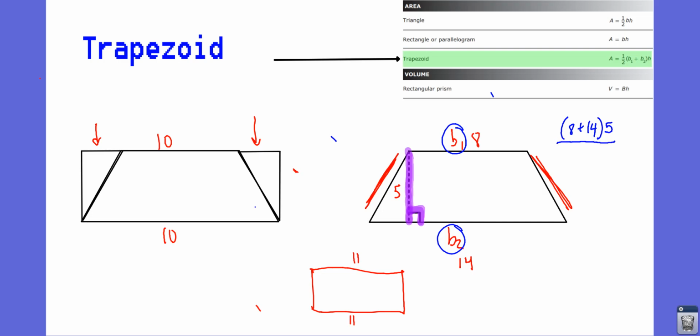So a number next to parentheses or a number next to a letter or a variable means to multiply. And since we're multiplying by a half, we're going to divide it by 2. So 8 plus 14 is 22 times 5 divided by 2. Okay, and then you should have, let's do 22 times 5.